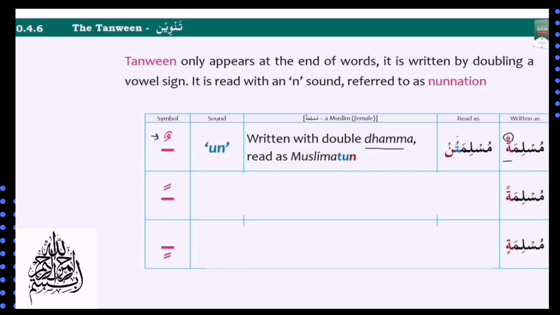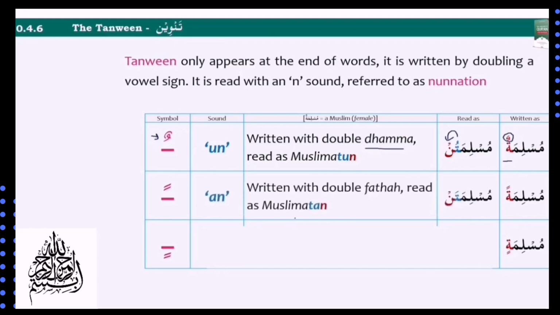Then we have the tanween with two fathas, and again the sound it produces is "an". So we have muslimatan. You can see it is as if there is a noon with sukoon at the end, which is read muslimatan.